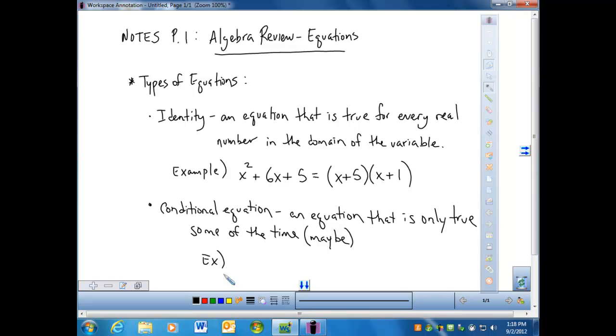So an example of a conditional equation is 4x minus 5 equals 7. Obviously, if we would solve that, adding 5 to both sides and dividing by 4, we would get x equals 3. So this equation is only true when x equals 3.